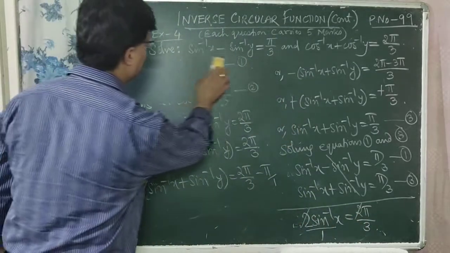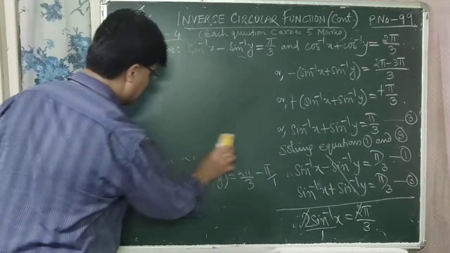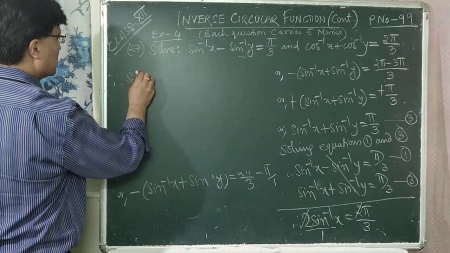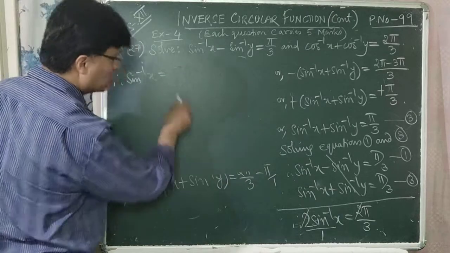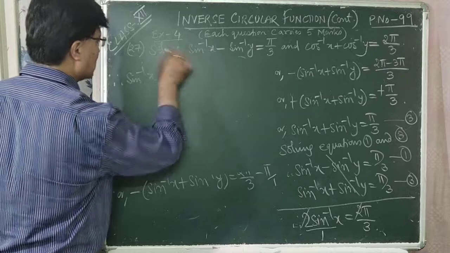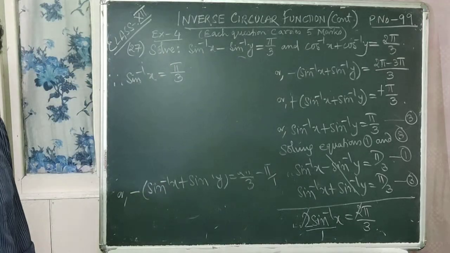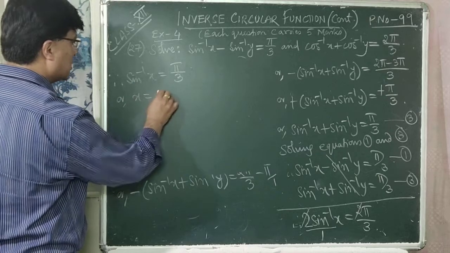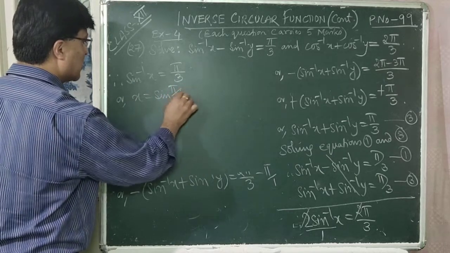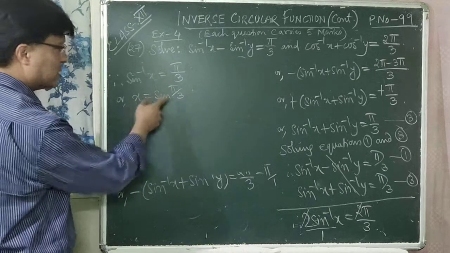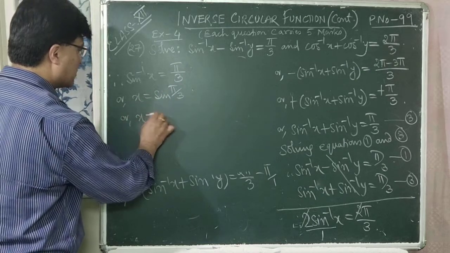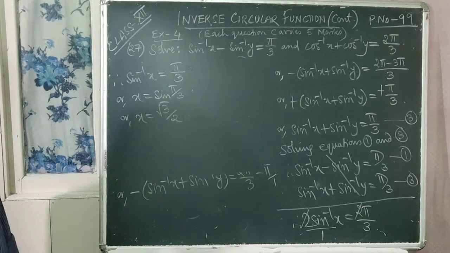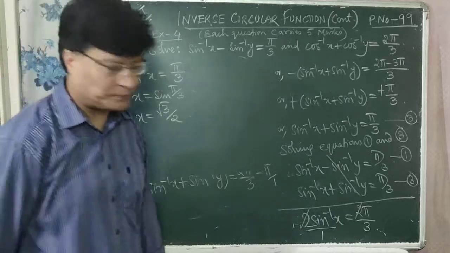So write down in the next step. What do we get? Therefore sine inverse x is equal to pi by 3. Is that clear? Now take sine inverse to the right-hand side, it becomes sine. So x is equal to sine pi by 3. Sine 60 degrees, what is the value of sine 60 degrees? It is root 3 divided by 2. Is that clear? So we have got the value of x.